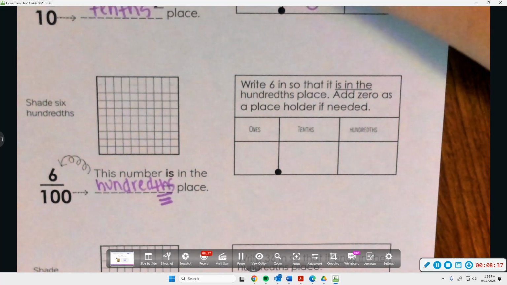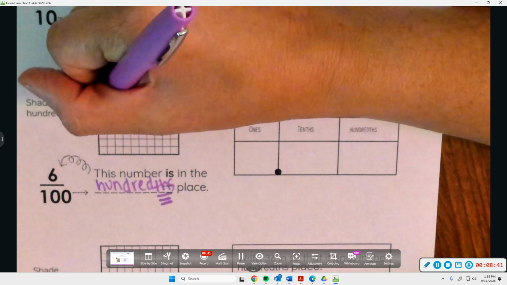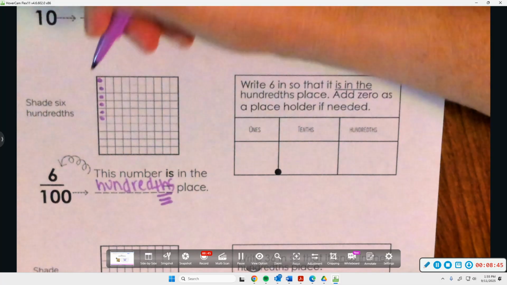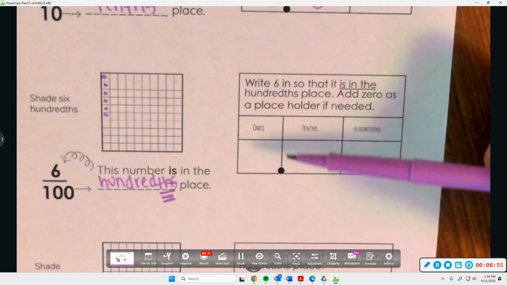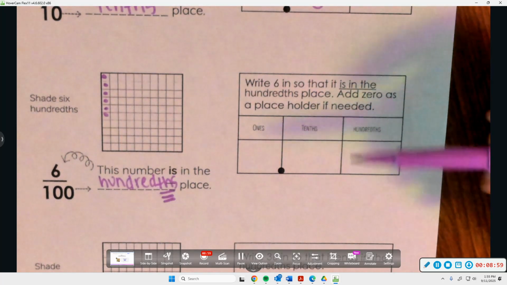So then how many am I going to shade here? 6. I'm not even going to shade a whole column, am I? Yeah. Because 1, 2, 3, 4, 5, 6. I only have 6 of them. I don't even have a tenth yet, do I? There's no tenths, just 6 hundredths. So then what can I put in the ones place? 0. I don't have any.